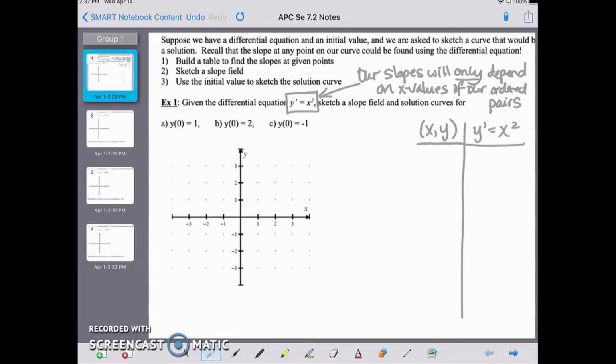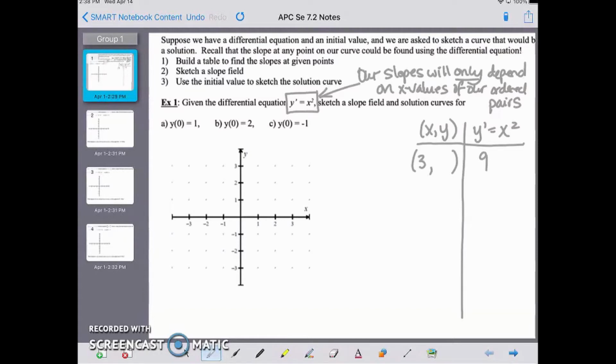Because I know my equation for y prime, which gives me slope, is equal to x squared. So since our slopes only depend on the x values of our ordered pairs, let's say x is 3, right? It doesn't matter what y is. The point could be (3, 3), it could be (3, 2), (3, 1), (3, 0), (3, -1), (3, -2), (3, -3). It doesn't matter. All of those points are going to have the same slope. And the slope is going to be what I get when I plug 3 in my y prime equation, which 3 squared is 9. Okay, so whenever x is 3, my slope is 9.